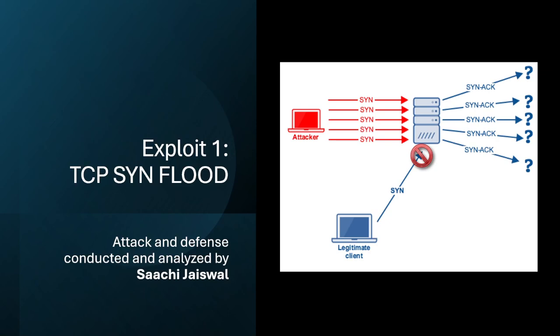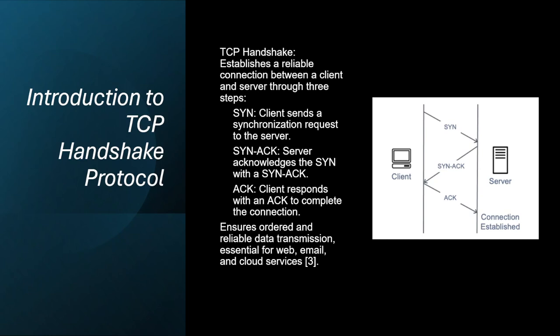Exploit number 1 is TCP SYN flood. Let's first understand what the TCP handshake protocol is. It starts when a client sends a SYN request and the server responds with a SYN acknowledgement, and again the client sends an acknowledgement. That's how the connection is established. It is basically used to establish a connection.